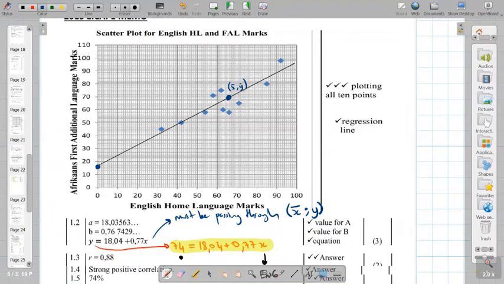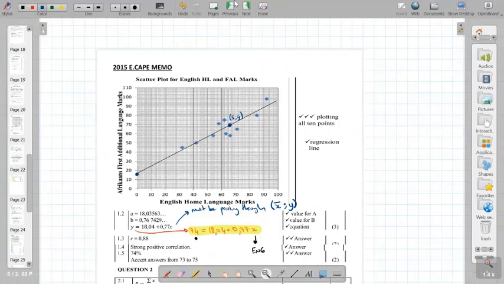Otherwise, any other two points, or any other point besides the y-intercept, you can find and draw with a ruler as a straight line. It's basically just a question about drawing a straight line.